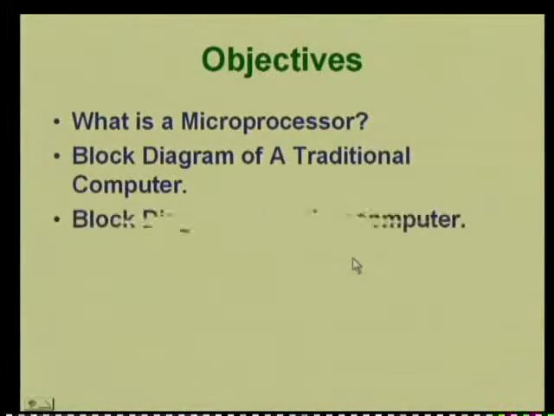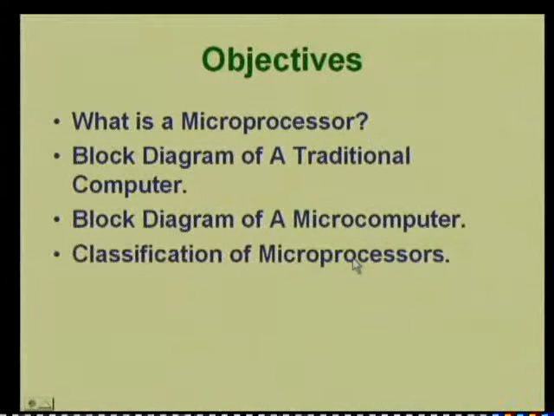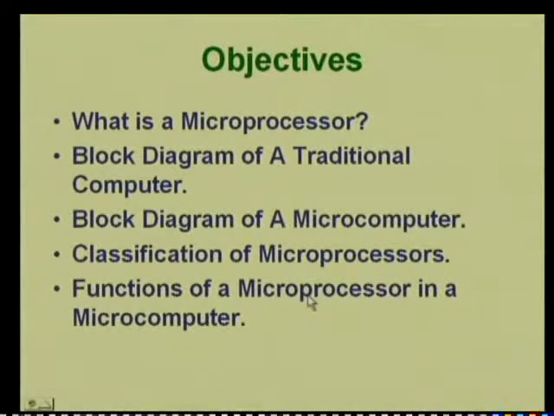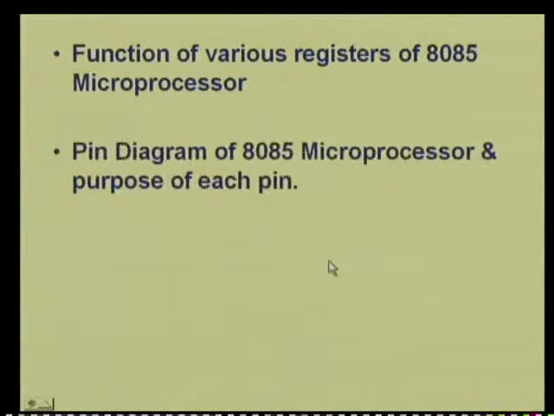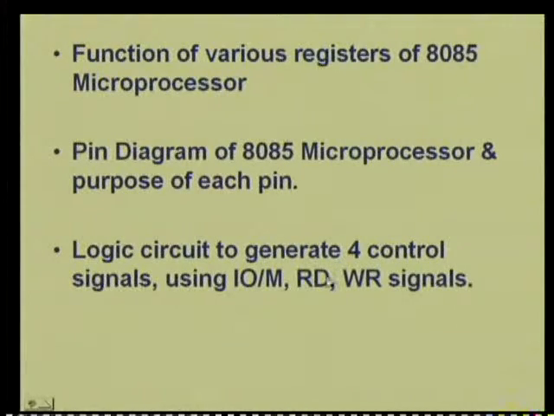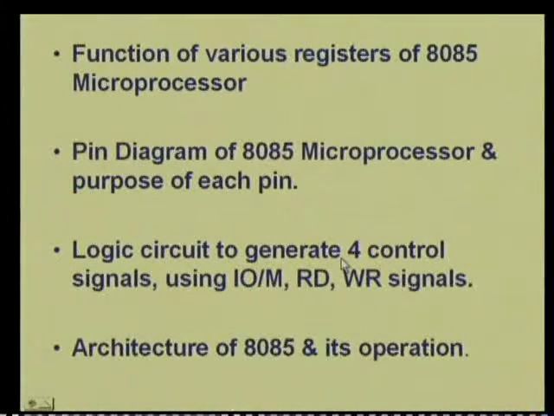What is a microprocessor, block diagram of a traditional computer and that of a microcomputer, classification of microprocessors based on word length, functions of a microprocessor in a microcomputer, bus structure of 8085 microprocessor, functions of various registers of 8085 microprocessor, pin diagram and function of each pin of 8085 microprocessor, then generation of control signals IO bar, M bar, read bar, write bar. Using these three control signals, how to generate 4 control signals, then architecture of 8085 and its operation.